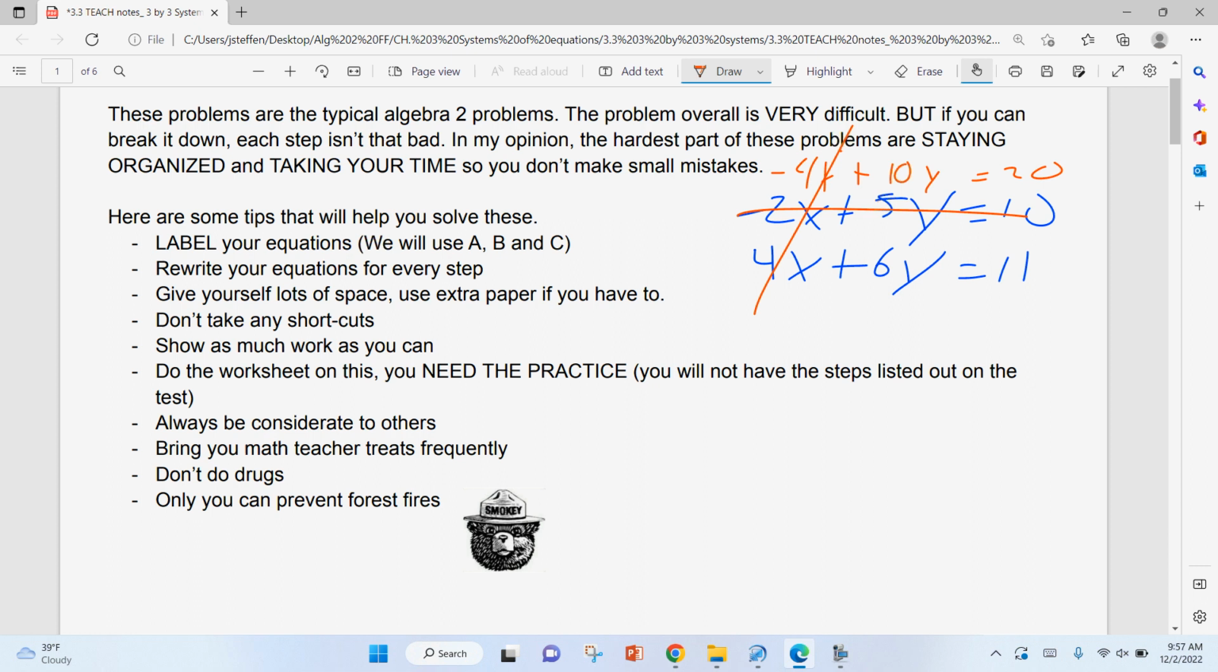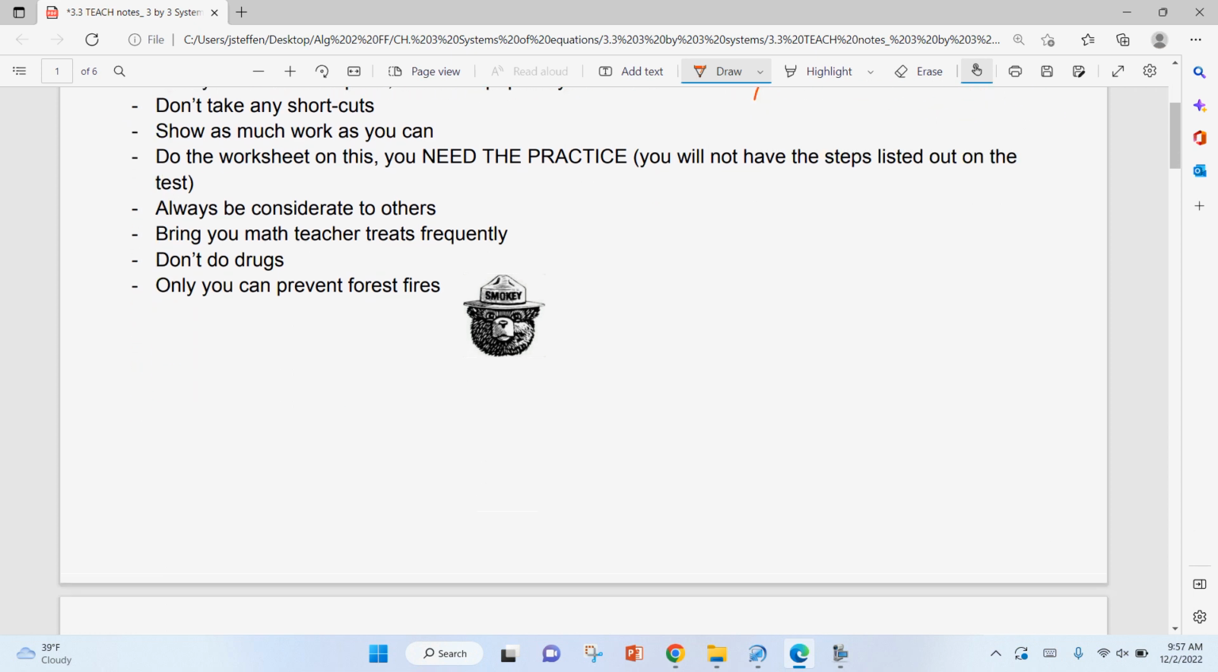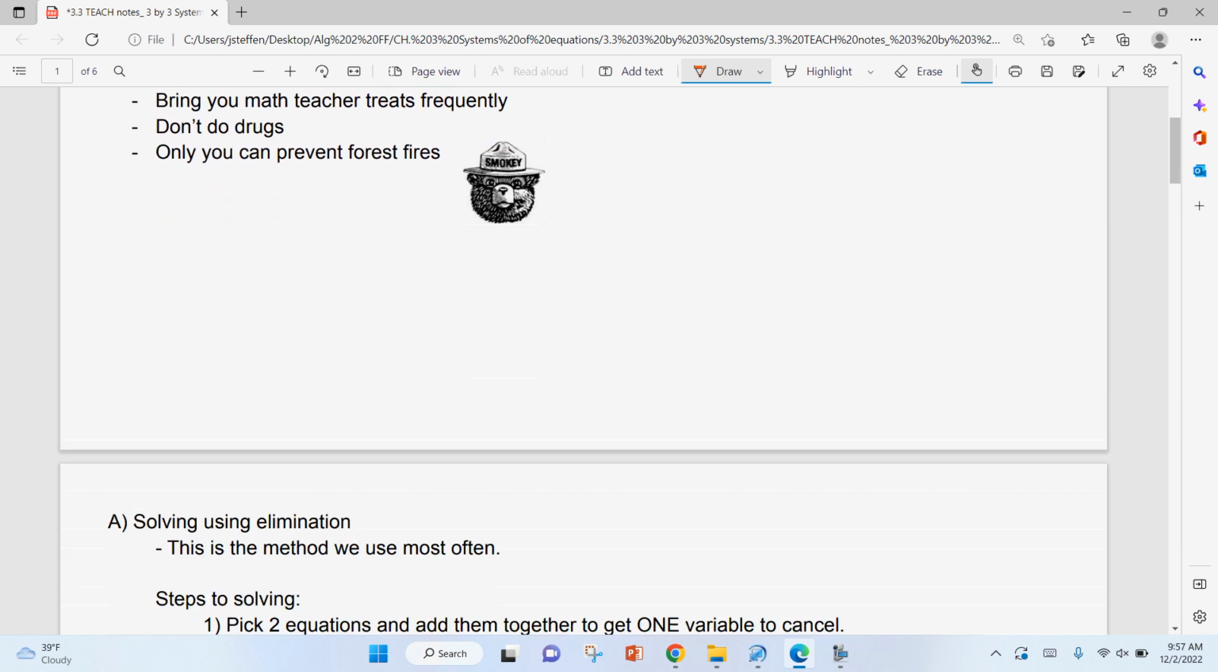Make sure I always consider it to other people. That helps with this and math. Make sure you bring your math teacher treats. That's not my rule. That's from the textbook. I didn't make that. Don't do drugs. Obviously, I know you guys want to try performance-enhancing math drugs. We're going to steer clear of those. You can do this on your own. And obviously, the most important one, only you can prevent forest fires. Those are going to be on the test. Make sure you know those. Those are all going to help you on these, every single one of them. Not one is more important than the other. Well, the last one is the most important, obviously.